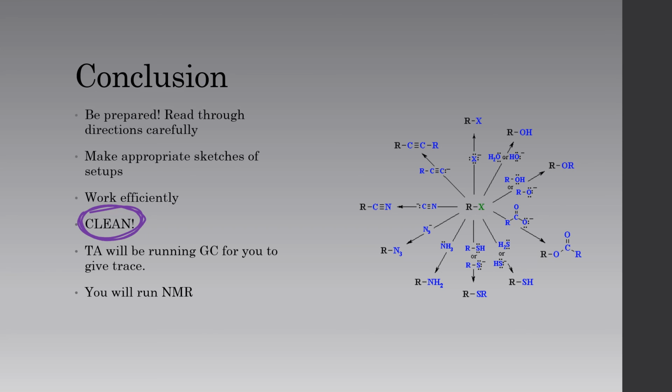But whether we do have the gas chromatographs or not, you guys will be running NMR. So brush up on your NMR. You will be collecting your NMRs on the samples that you make also.